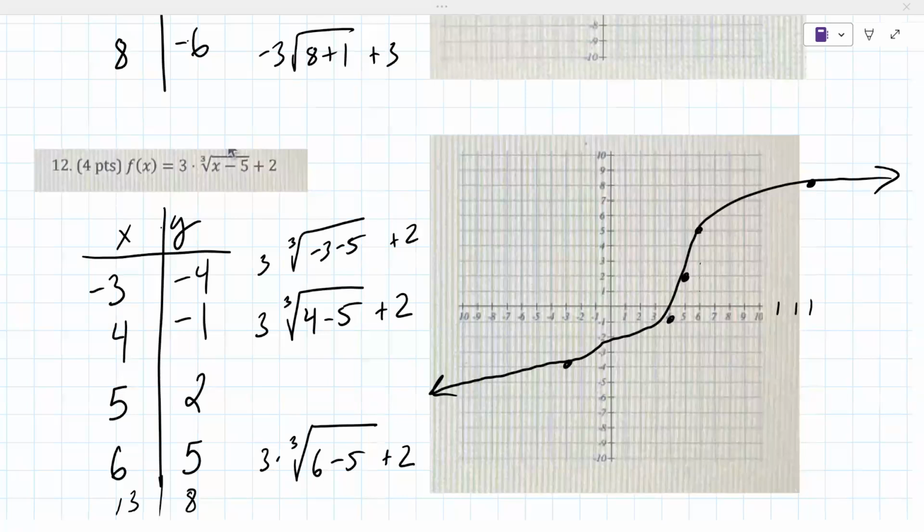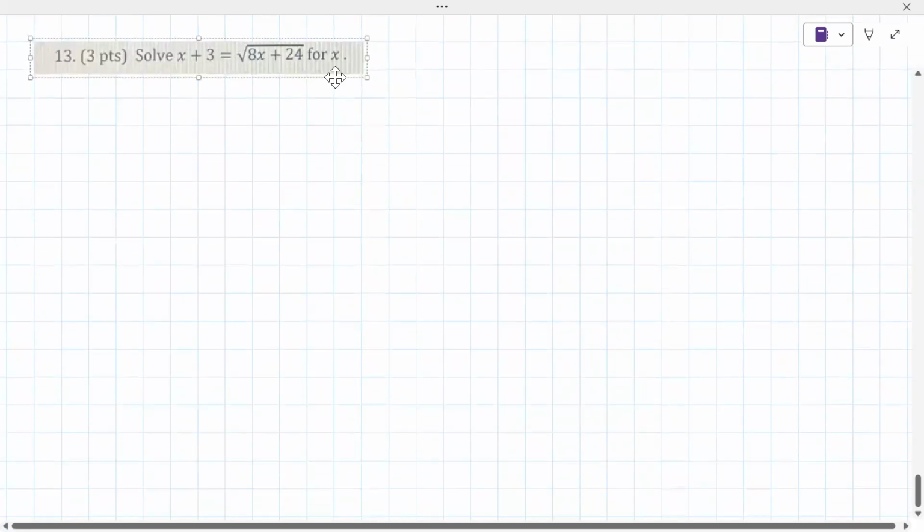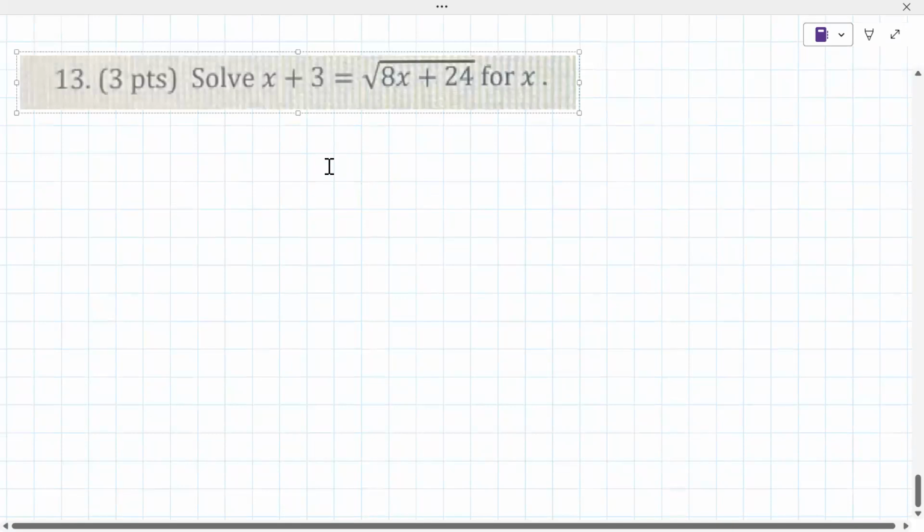All right, take a moment to get all that down before we move to the last problem. Okay. You got it. All right. You're motivated to be done.